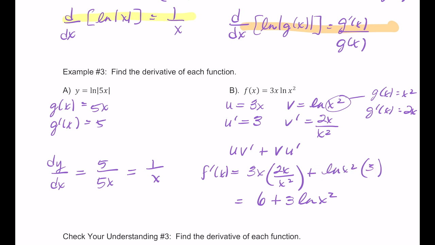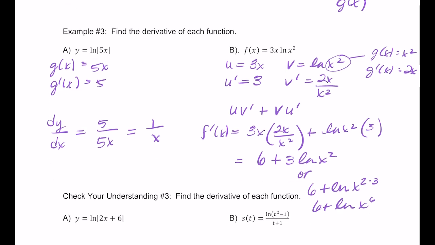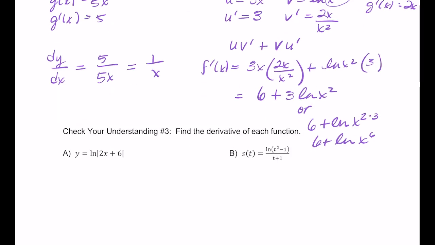Now, another way you could write this, if you remember your log rules, there's a rule that takes the 3 and moves it up with the squared part. So you can also write this as 6 plus the natural log of x to the 2 times 3 power. And that would just be 6 plus the natural log of x to the 6th. Okay, and that's using what's called the power rule for logs. So that's just another way you could express your answer, and it's still the same thing.